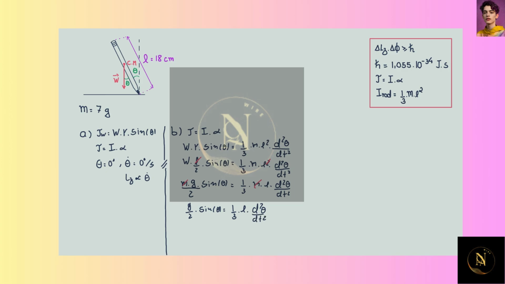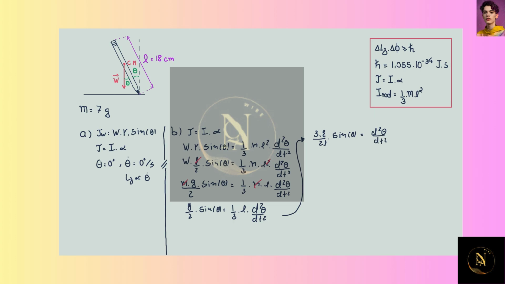Now let us reorganize this equation as follows. We will send this term 1 over 3 to the other side dividing, and L to the other side dividing. The result is the following. Now we have 3 times g divided by 2 times the sine of theta, and we also have a factor of L here, is equal to the second time derivative of theta.